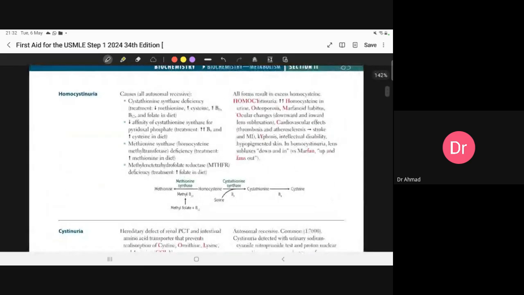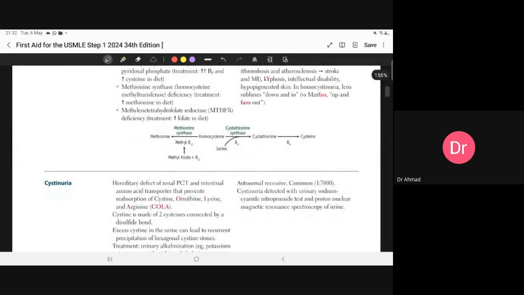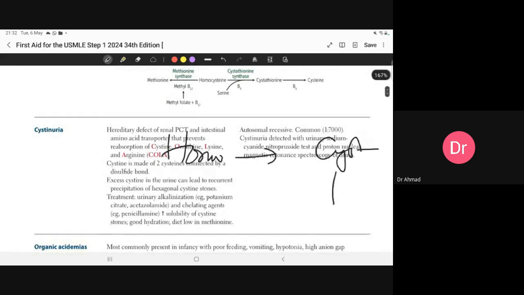This homocystinuria is very high yield. It's an extremely high yield topic. You should know about it very well. Okay. So I'll try to make it easy for you. For homocysteine, I want you to remember that your homocysteine is converted into cystathionine, and from that it is converted into cysteine. Okay, and this is converted into methionine.